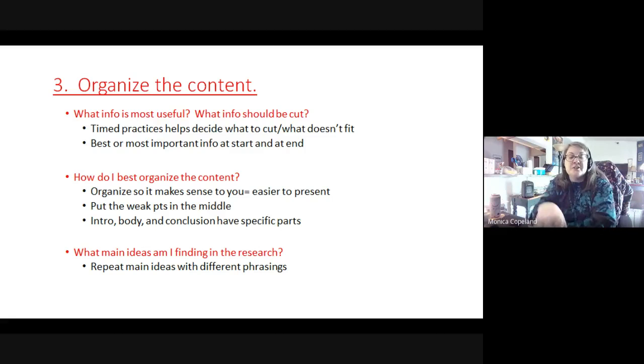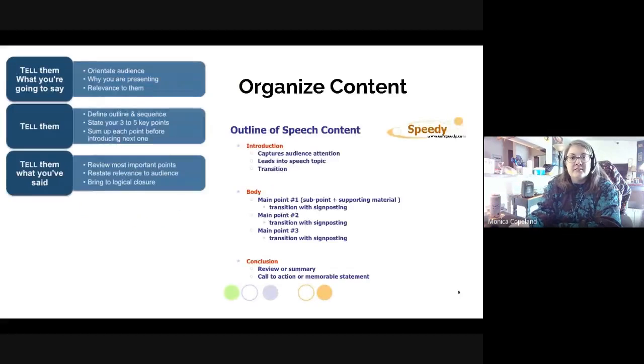So here's some questions to ask to get to that point. To teach well, you've got to decide, of the info I found, what stuff is the most useful and what should I cut? I'm not going to require how many times you reference research in your speech. I'm going to tell you that you should. So how do I best organize it? Organize it so it makes sense to you. That makes it easier to present. So I would suggest having weaker points in the middle so that you start and end strong. And if you keep finding the same main idea in your research, that is absolutely some content you should include, that tells you it's important to that topic.